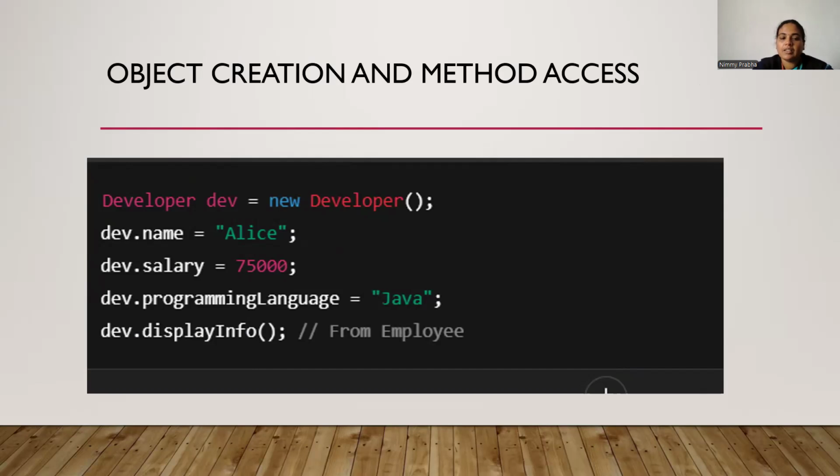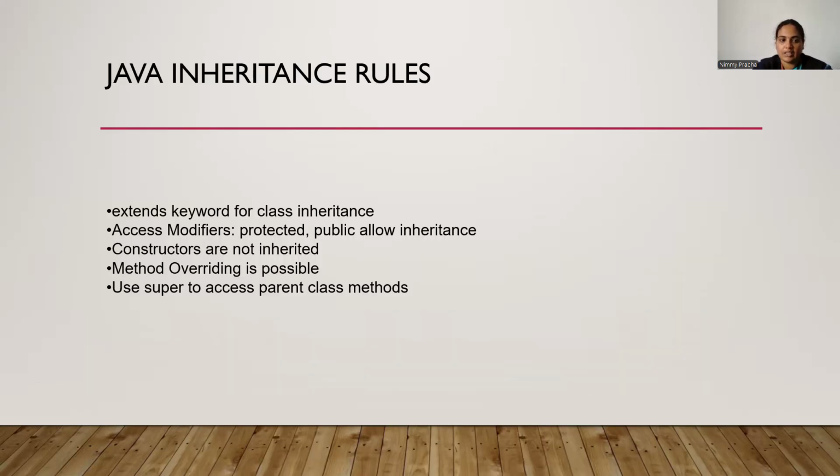What are the rules of inheritance? We should use the extends keyword. Access modifiers should be protected or public to allow inheritance. If we use public in the base class, the Employee class, we can use all the attributes in the child classes, that is Developer, Intern, and Manager. Constructors are not inherited. Method overriding is possible. Use super to access the parent class method.